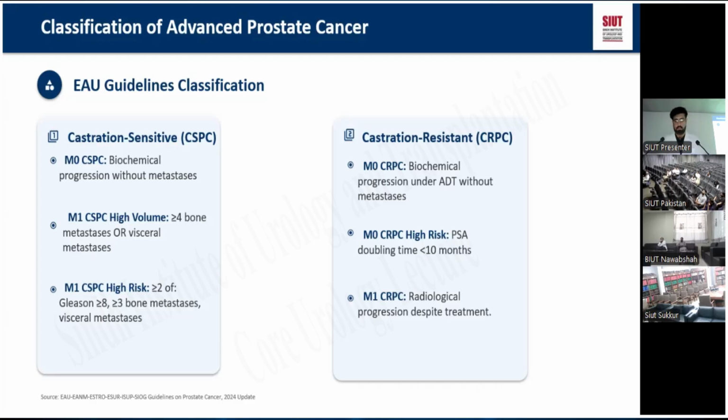Right. Either it's hormone resistant or refractory, or hormone sensitive. Hormone sensitive prostate cancer is biochemical progression without metastasis. M1 with high volume is more than 4 bones or visceral involvement, and M1 hormone sensitive prostate cancer with high risk is any of these two: Gleason score more than or equal to 8, more than or equal to 3 bone metastasis, or visceral metastasis.